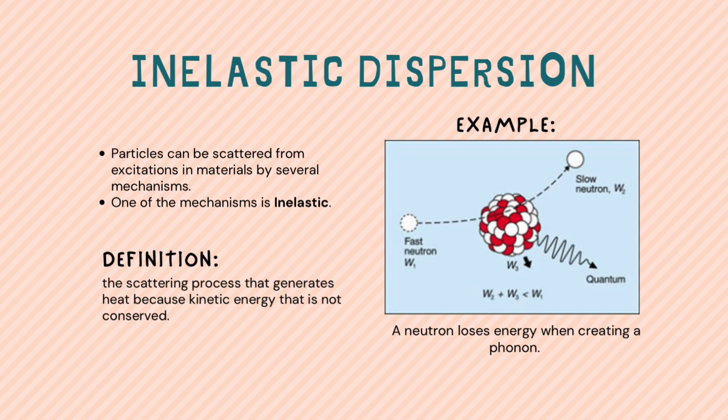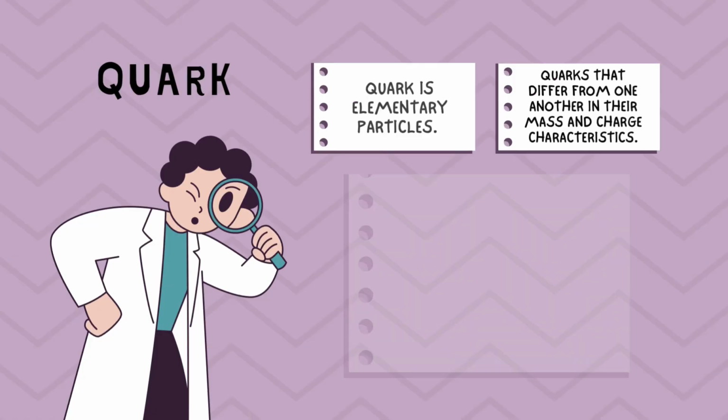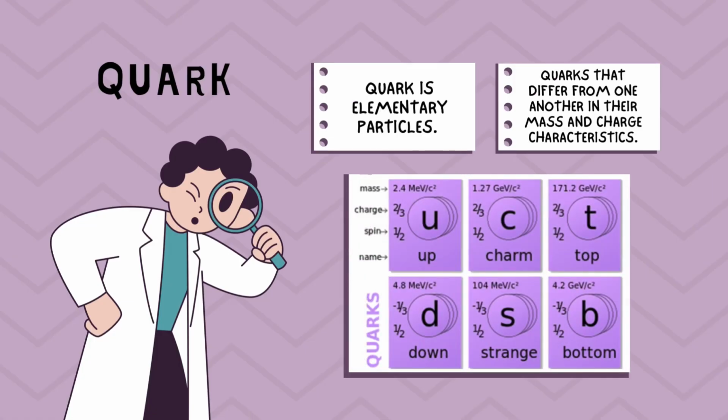Inelastic dispersion is the scattering process that generates heat because the kinetic energy is not conserved. For example, in some phonon studies, which are about vibrational waves, a neutron loses energy when creating a phonon, as we see in this diagram. So it is inelastic. Proton and neutron are no longer the fundamental particles. They are composed of quarks.